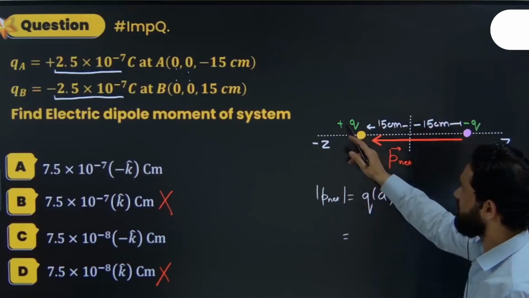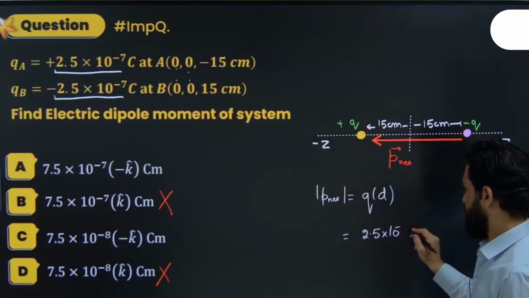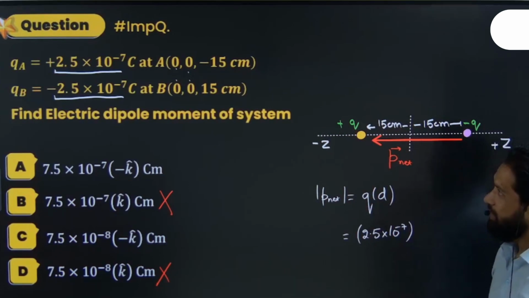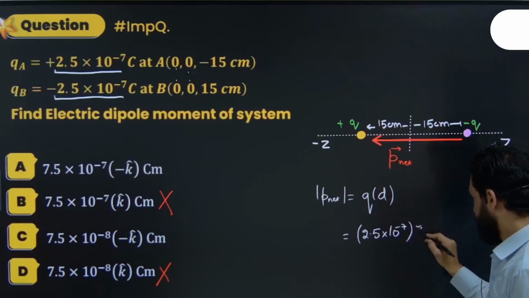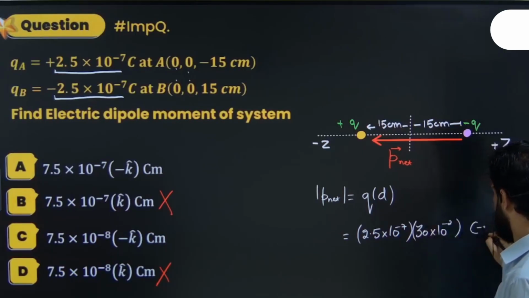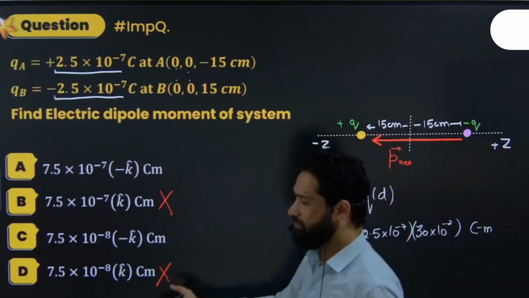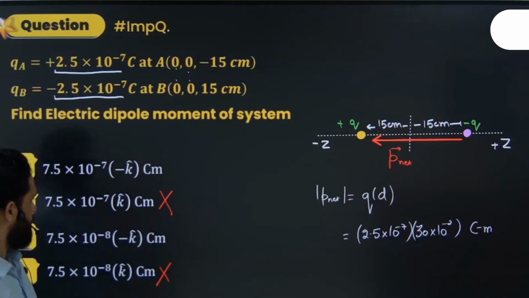So what is the charge? It's given as 2.5 × 10^-7 coulombs, and the distance is 15, and 15 becomes 30 centimeters. So you will write down 30 × 10^-2 in meters. Our SI unit is coulomb meter, as you can check from the options. We proceed with that.